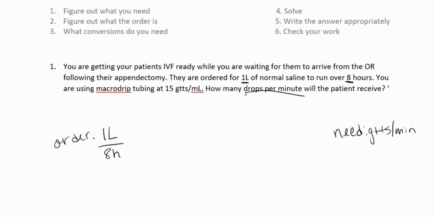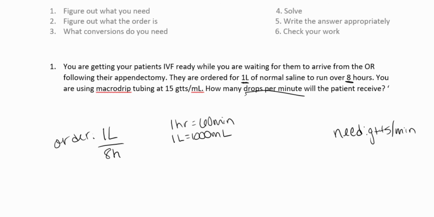We're definitely going to need to go from hours to minutes, so 1 hour equals 60 minutes. And we are at liters, and we're definitely going to need to go to milliliters, so we know that 1 liter equals 1,000 milliliters. Now we are going to use this 15 drops per ml. It's a conversion that the problem gives us, so we don't need to worry about writing it in here, but we are going to use it when we go through our dimensional analysis.